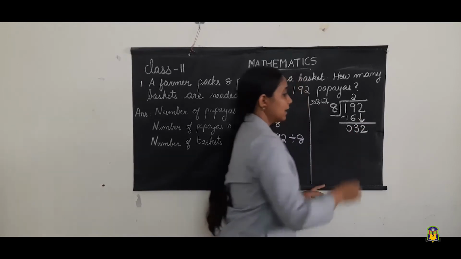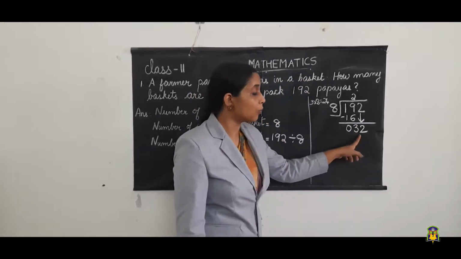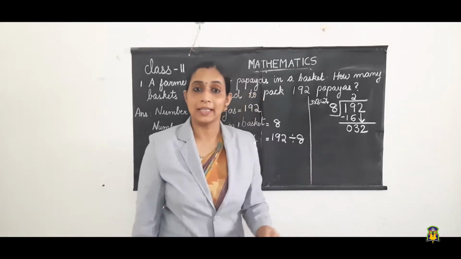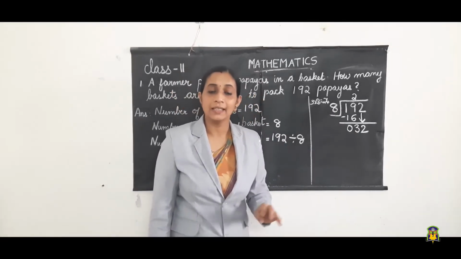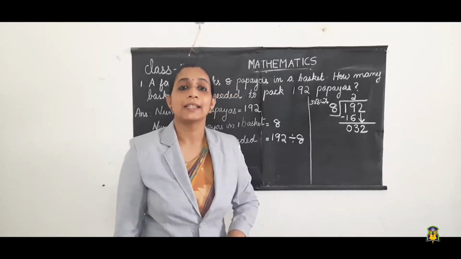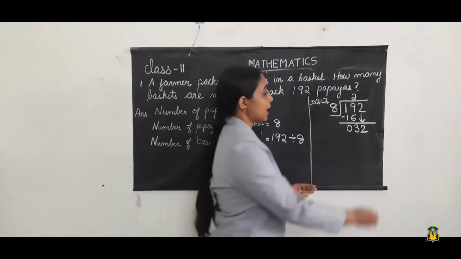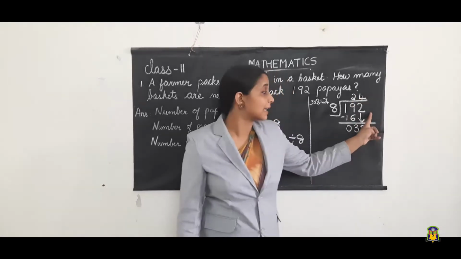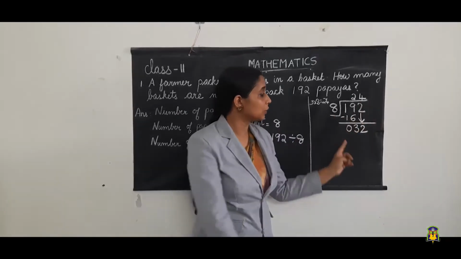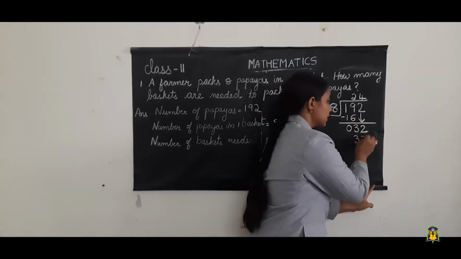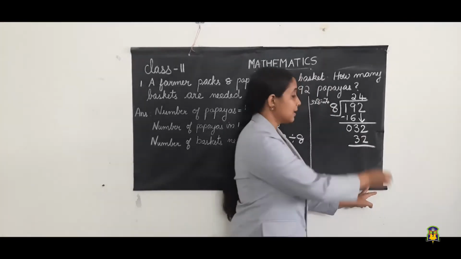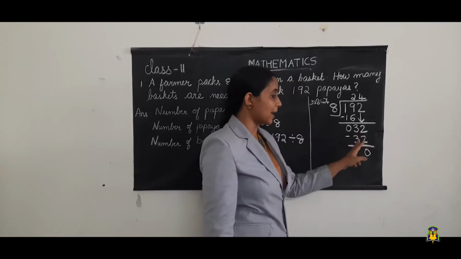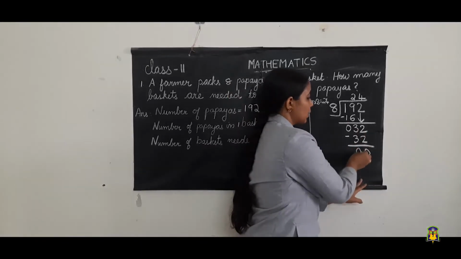So the number is 32, and we have to find out how many times 8 is in 32. 1 8 is 8, 2 8s are 16, 3 8s are 24, 4 8s are 32. Therefore we write 4 in the ones place, just above 2. 4 into 8 is 32. What is the next step? Subtract. 2 minus 2 is 0 and 3 minus 3 is 0.